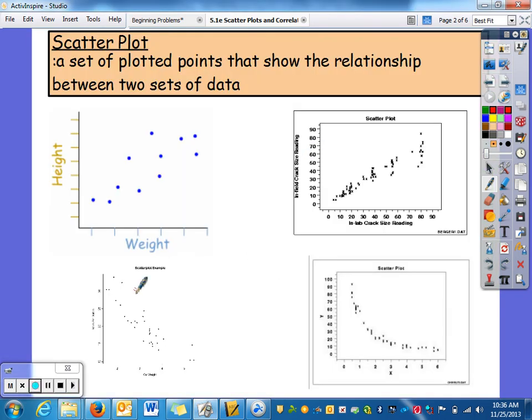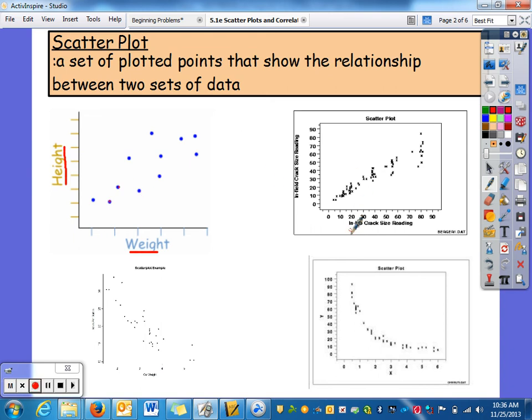So these are examples of scatter plots. Now in the past you've only done one type of scatter plot, and we're actually going to do two different kinds of scatter plots, and eventually in the year we'll add a third one. A scatter plot is just a set of plotted points that shows the relationship between two data sets. So this first scatter plot is showing the relationship between the weight and the height of people. Notice these points represent people's data.